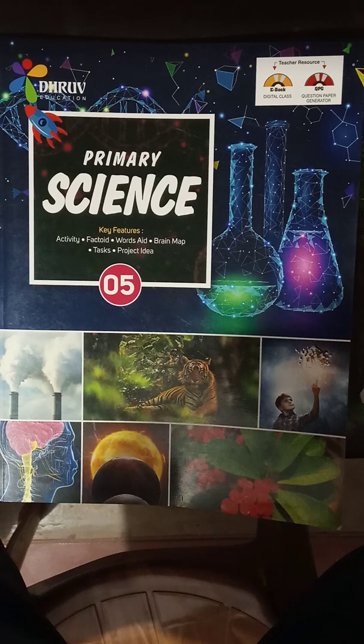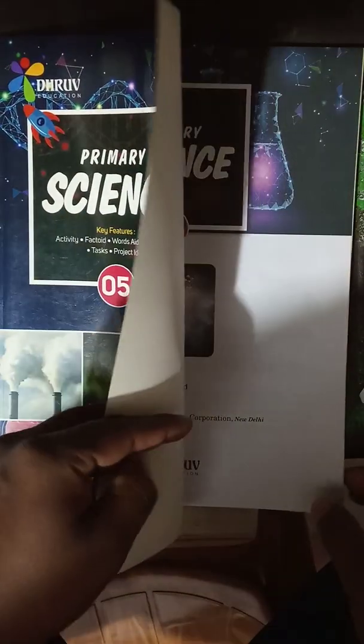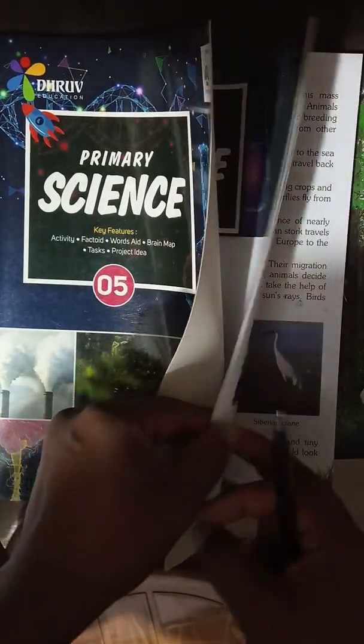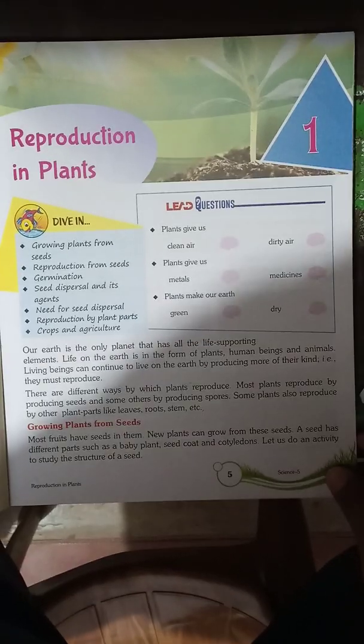Today we will study Science Class 5. So, dear children, now you open the book chapter 1, that is reproduction in plants. Then let us discuss what it means by reproduction. Reproduction means to give birth.